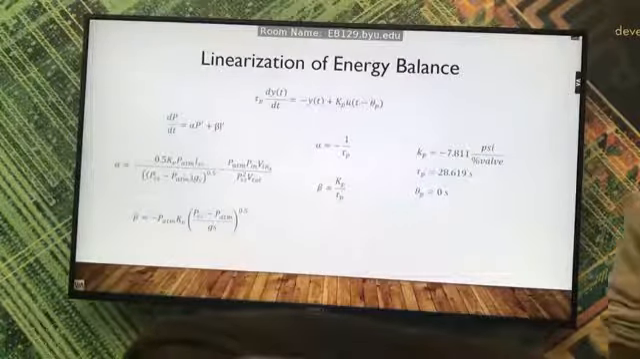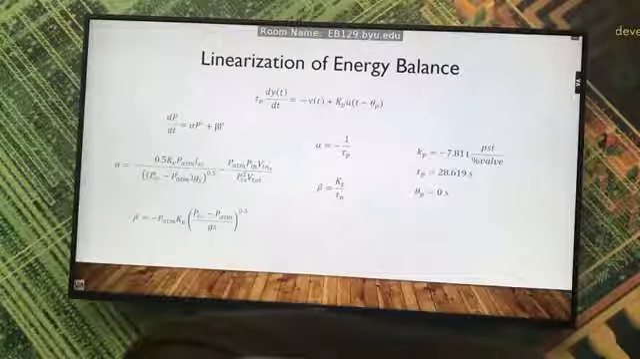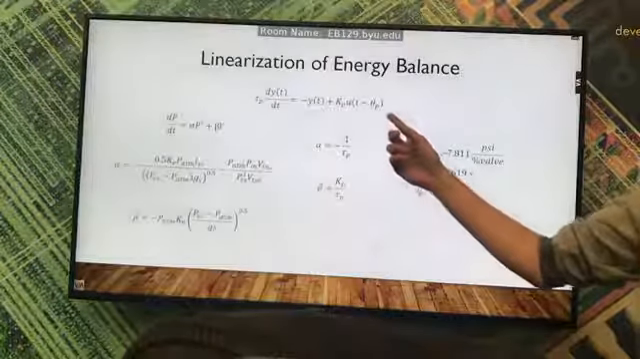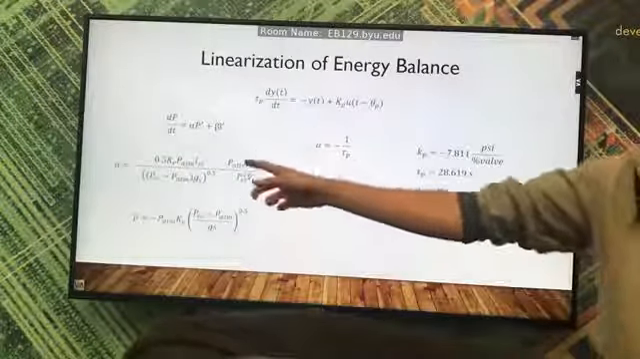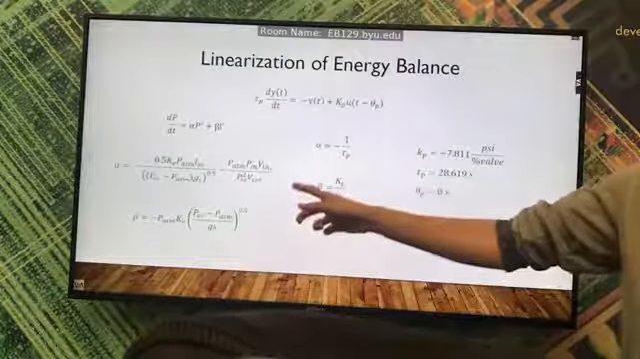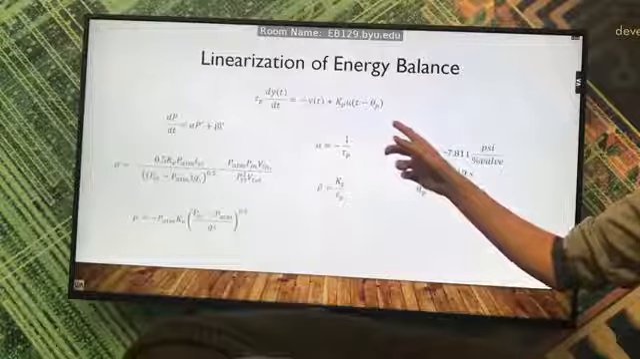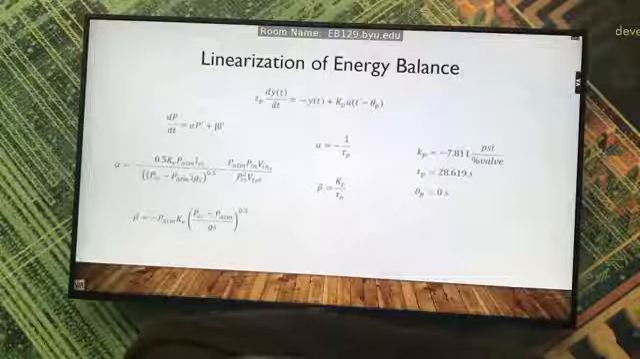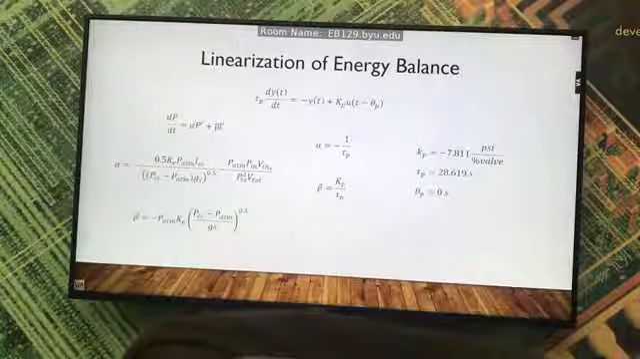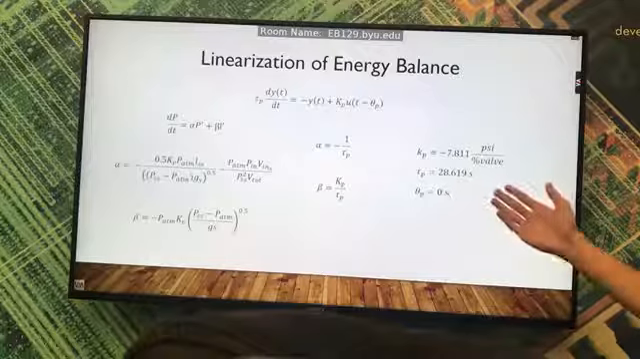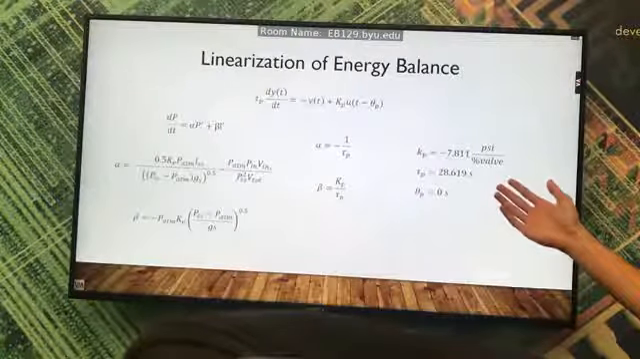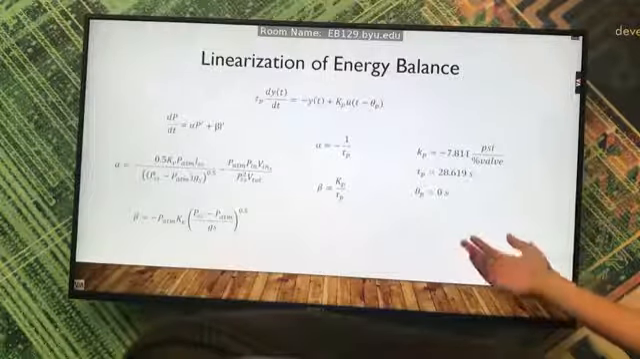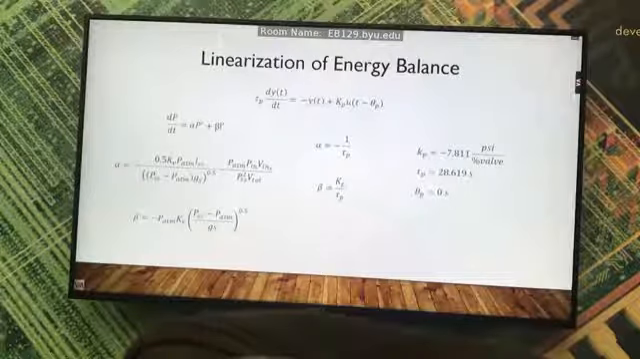Another method we did was to linearize the energy balance, and what we did was make the energy balance fit the FOPDT equation. We did that over here. We have alpha and beta, which are two constants, and from the FOPDT model we have alpha equals 1 over the time constant, and beta, which is the gain over the time constant. And over here are our values. Our gain was negative 7.8 psi per percent valve, and our time constant was about 28. And once again, we had no time delay on this method.